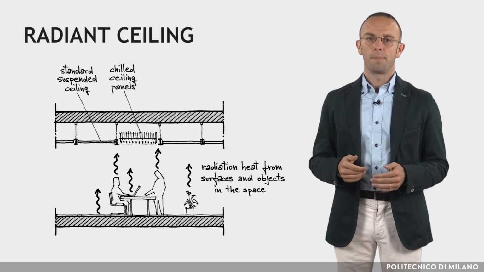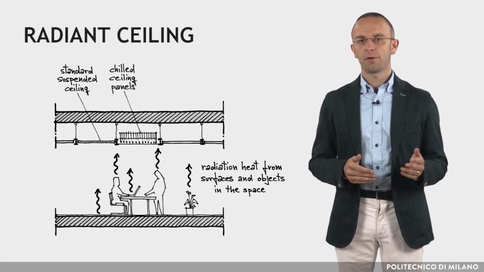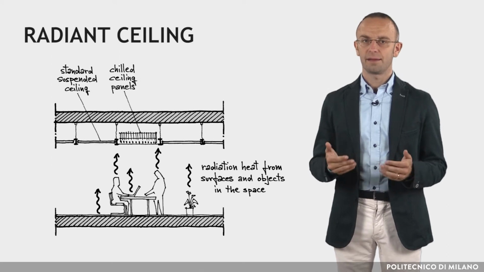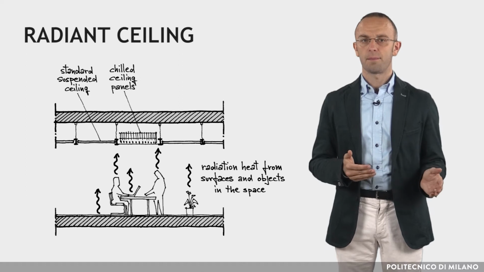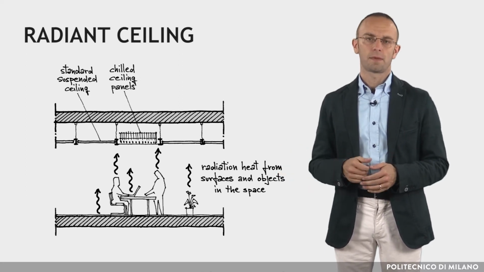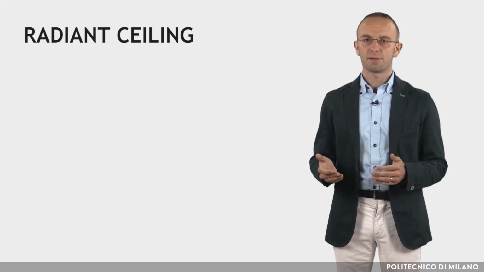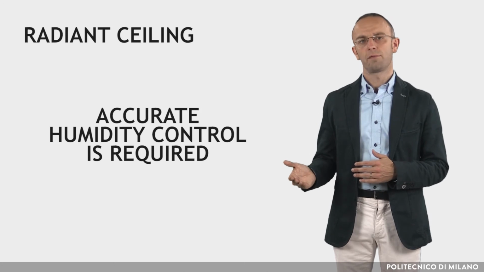Radiant ceilings, by performing the cooling effect mainly through radiation, can provide a good comfort level at higher internal air temperatures, lowering the mean radiant temperature, thus enabling a more efficient operation. However, a disadvantage is that accurate humidity control is required to avoid condensation.